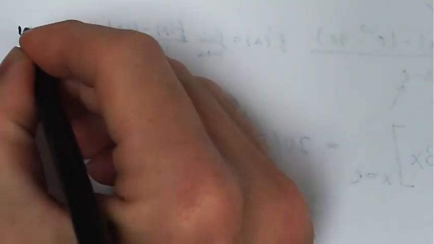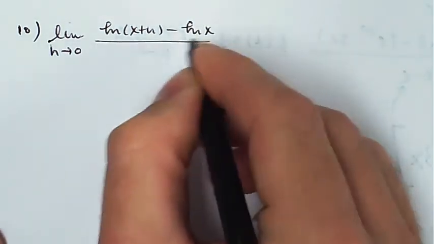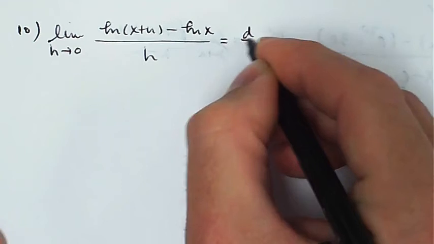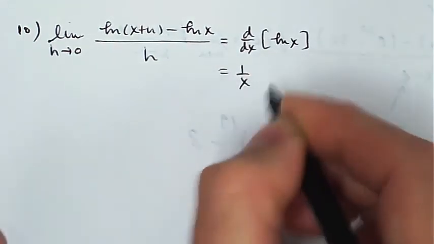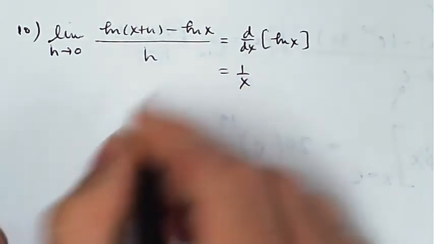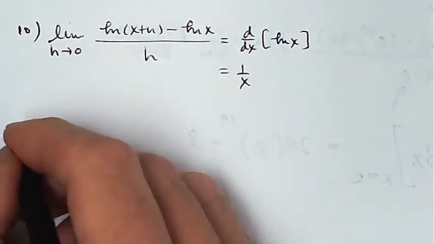All right, so number 10. I'm going to say x equals 2e, the limit as h approaches 0 of log of x plus h minus the log of x divided by h. That's equal to the derivative with respect to x of log of x. And we know what that is. That's 1 over x. So when x equals 2e, I'm going to have 1 over 2e. That's answer choice A. Moving on.